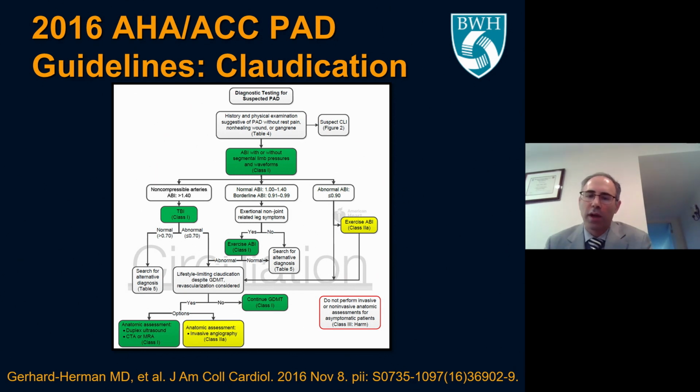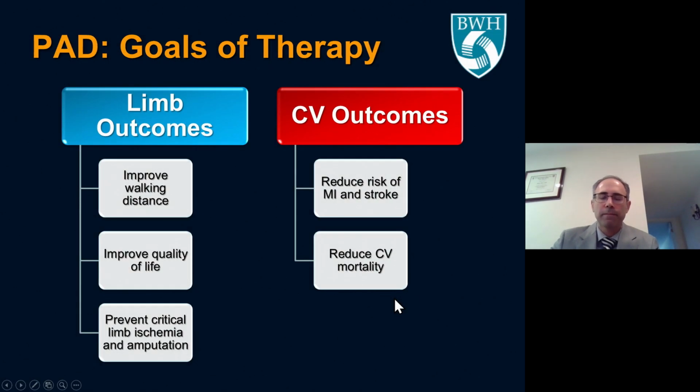So we can do something called a toe brachial index, where we put a little blood pressure cuff around the great toe, and the normal there is greater than 0.7. We can use that to diagnose peripheral artery disease. So we've got a lot of neat tools at our disposal in the vascular lab.